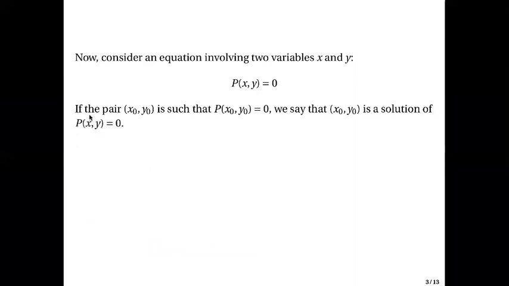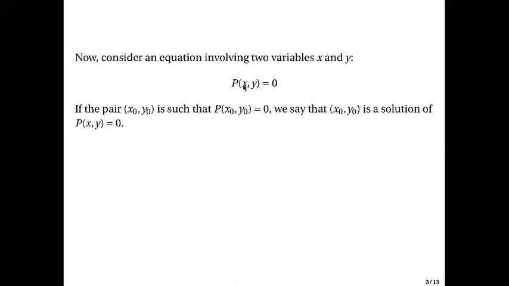So what if we have an equation involving two variables? Say the variables are x and y. If the pair x sub 0, y sub 0 is such that p of x sub 0, y sub 0 equals 0, meaning if you replace your x with x sub 0 and your y with y sub 0, and the equation holds true, we say that this pair x sub 0, y sub 0 is a solution of the equation p of xy equals 0.